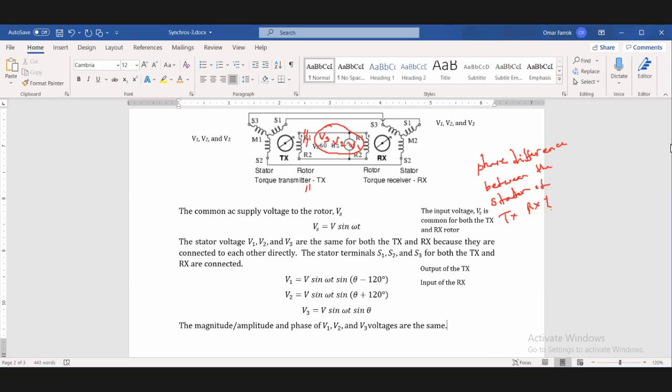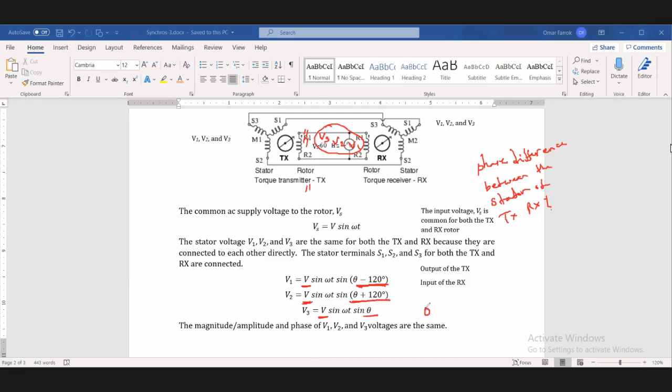What did we do? For case 1, we have found that the magnitude or amplitude and phase of V1, V2 and V3 voltages are the same. What does it mean actually? It means that there is a voltage, the amplitude is V, this is V, and this is V. This is the magnitude. And what is the phase? Phase is theta minus 120 degree. So this is a phase. Then theta plus 120 degree, this is another phase, and theta is another phase.